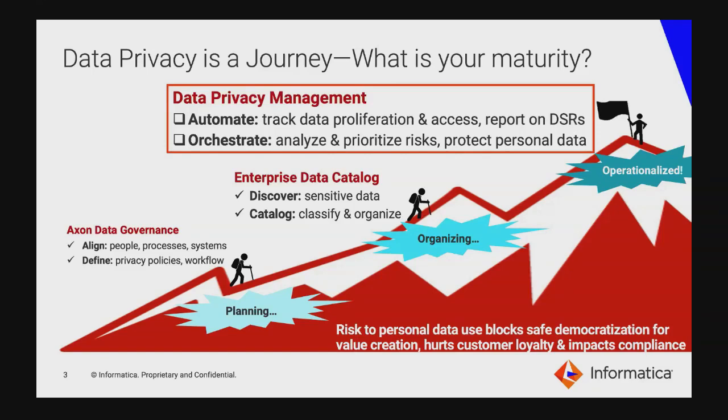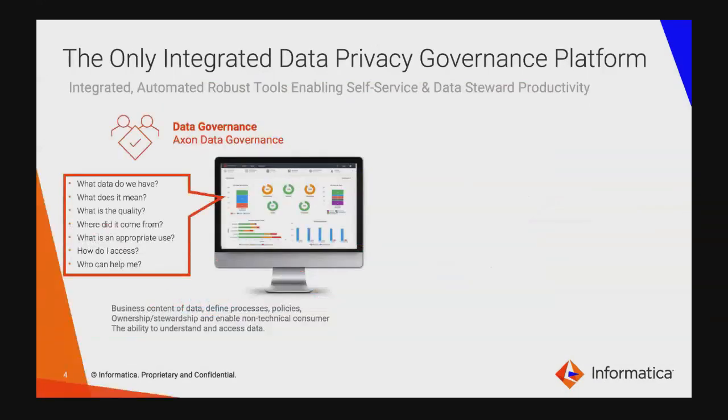So once you have planned, once you have created what data governance is for you, that's where the Axon product comes in, where you can define your processes. Enterprise Data Catalog is your next step, wherein it actually helps you discover where your data is, classify and organize the data. And once you have done that, the next logical piece that you have to do within your organization is operationalize your privacy, and that's where data privacy management comes into the picture.